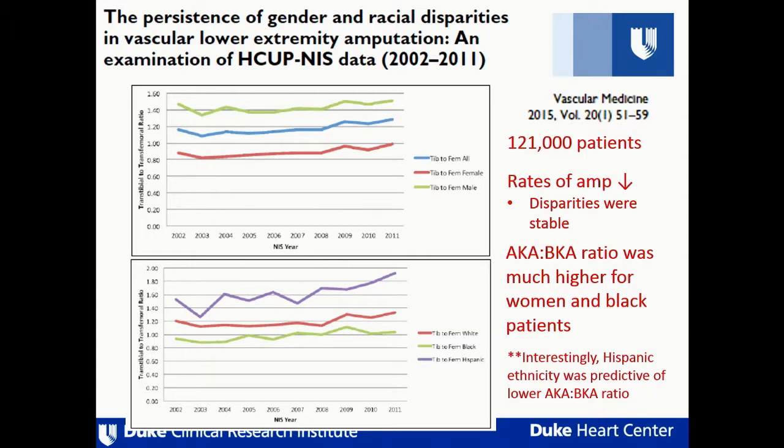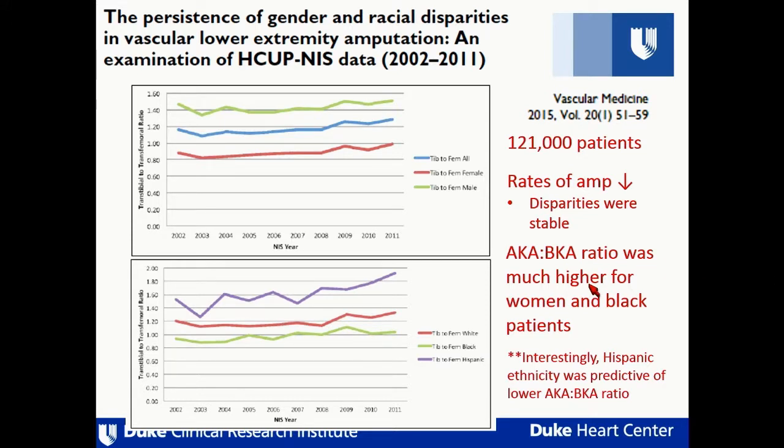So in these cases, you can see that this is 121,000 patients within all of the U.S. The rates of amputation are declining. The disparities, and in this case it's really sex and race, look to be stable. So there wasn't a change in those factors over time, and that's from about a decade of 2002 to 2011. The above knee to below knee ratio was much higher for women and for Black patients.